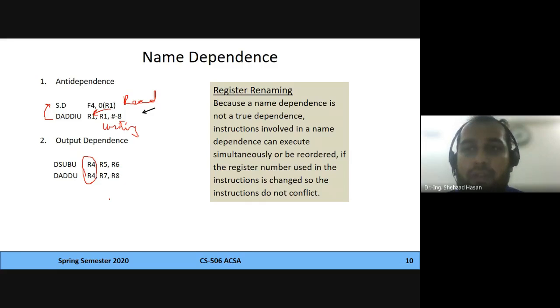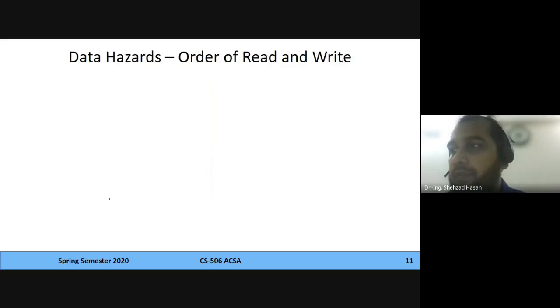As I mentioned, name dependence, including anti-dependence and output dependence, can be removed if we do register renaming. If you rename the second register or the first register to some other register, then you are going to see that there is no more dependency in the program.